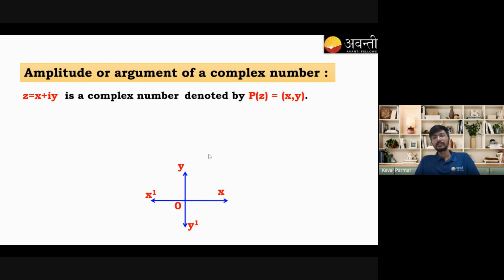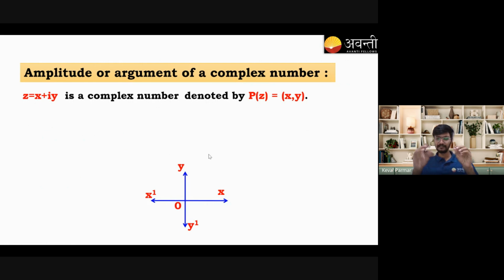Amplitude means, guys, do you all remember the polar coordinates? Polar coordinates, where we join the point with the origin and the angle made by that segment with the positive x-axis, measured anti-clockwise, was our theta. The same is amplitude or argument, with a little bit of difference, which we'll study right after this.